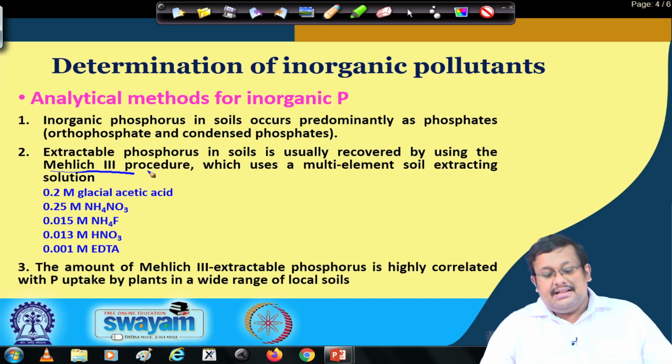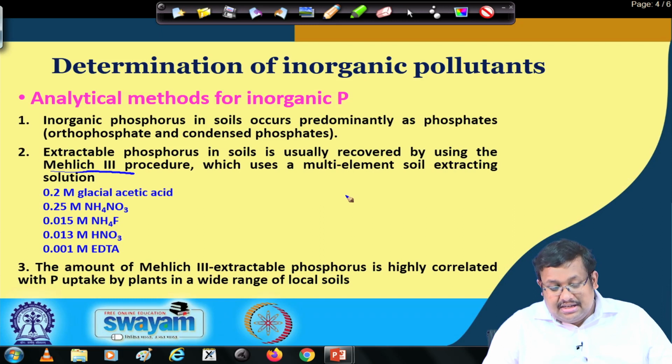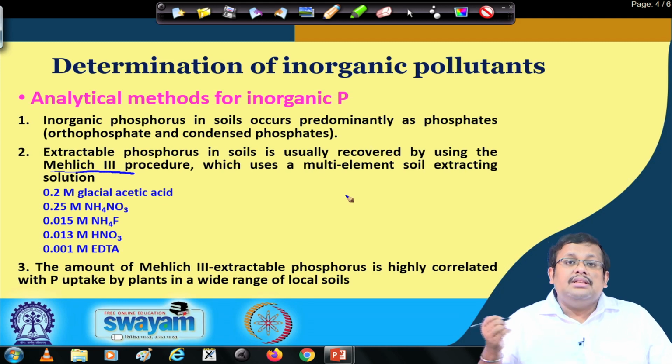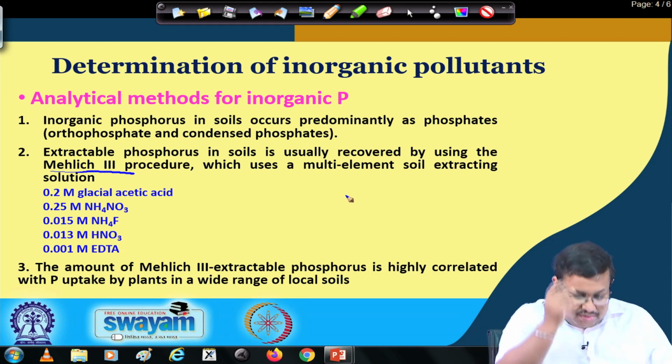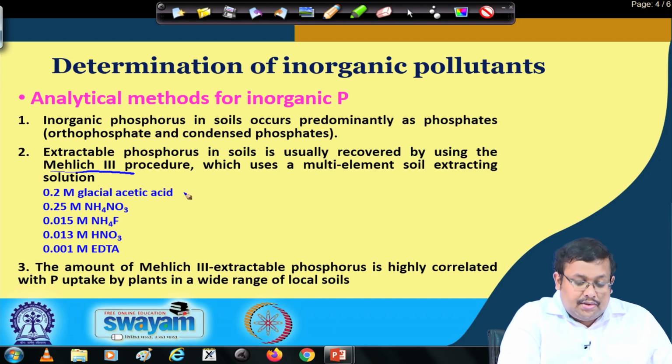And this Mehlich III extractant is basically a multi-element extractant, and it is basically used for extracting the soil solution. Now, this Mehlich III soil extractant is basically composed of these components. So, it has 0.2 molar glacial acetic acid, it has 0.25 molar of ammonium nitrate, it consists of 0.015 molar of ammonium fluoride, it also has 0.013 molar of nitric acid and 0.001 molar of EDTA or ethylenediaminetetraacetic acid, which is a chelating agent.